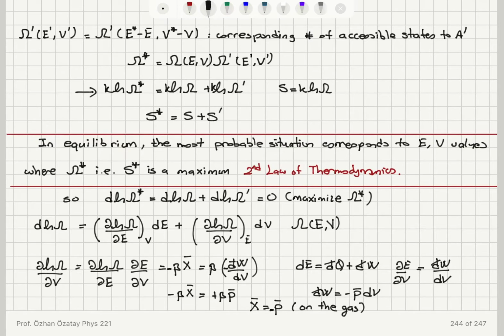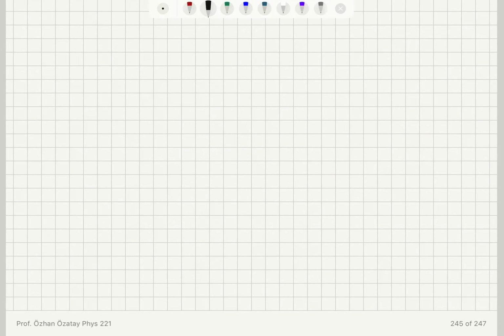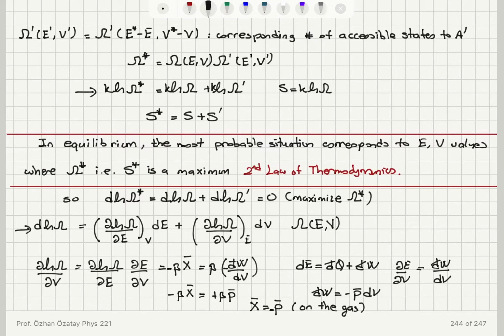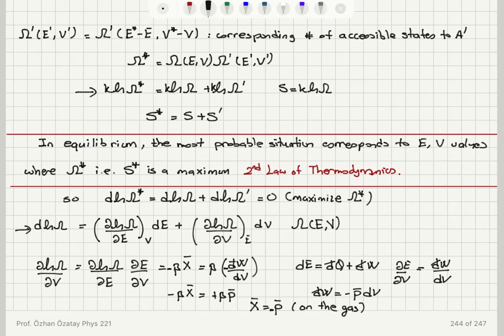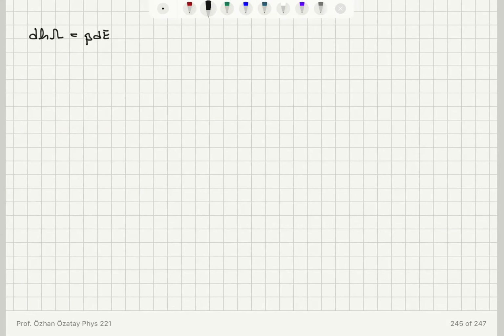We can substitute this result into this equation here. So let's see what happens. For d ln omega, I have del ln omega del E, which is beta, multiplied by dE. So I have beta dE. And then the second term, I have del ln omega del V, which is minus beta x bar, which is plus beta p bar, multiplied by dV. So this is what we find. And similarly for ln omega prime, we will have the same result, beta prime dE prime plus beta prime p bar prime dV prime.